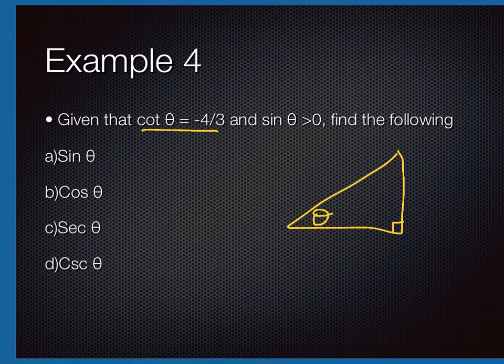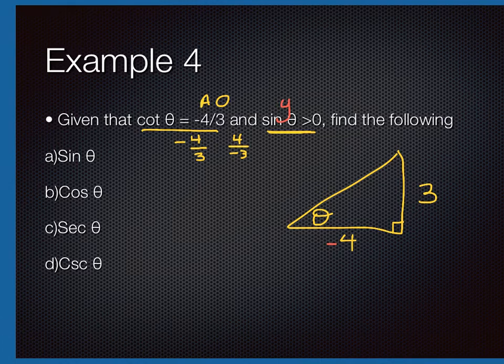Because cotangent is negative 4/3, and that can be written as 4 over negative 3, we don't know which of these sides to make negative yet. So cotangent would be adjacent over opposite. I know the adjacent side is 4 and the opposite is 3. Now to figure out which one of those is negative, we look at the second piece of information they give you, which says sine is greater than 0. For sine to be greater than 0, y would have to be greater than 0, which tells you that of those two parts, 4 gets the negative.